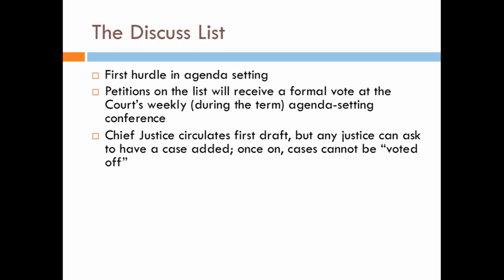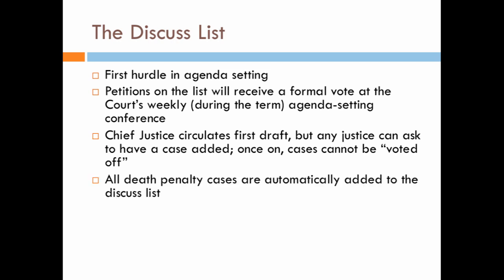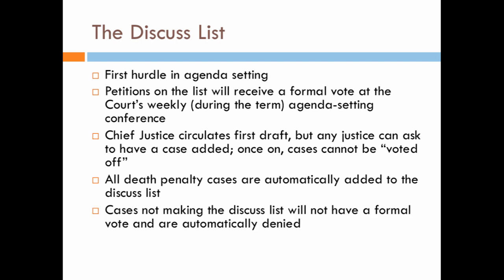While the justices have a lot of discretion at this stage in the game, they've all agreed that all death penalty cases are worth discussing. So those are automatically added to the list. Prior to the implementation of the discuss list in the 1970s, there was something called the dead list, which is precisely the opposite. The justices created a list of cases that were not going to be discussed or voted on. In short, if a case didn't clear that first hurdle and didn't make it onto the discuss list, then the court doesn't have a formal vote, and those cases are automatically denied.